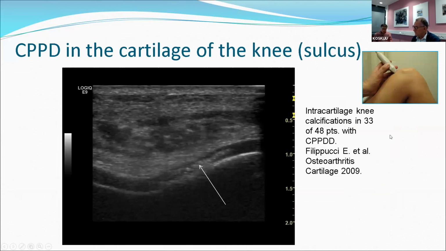Filippo Pucci made a 2009 study that showed calcifications were found in 33 patients out of 48 CPPD patients. So it's a very common site, this knee joint. If you are suspecting CPPD and you want to find it, look at the knee joint.